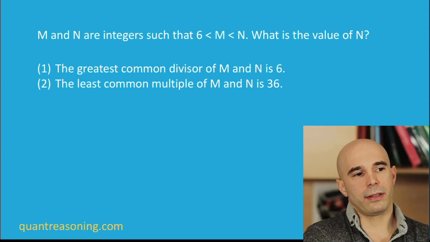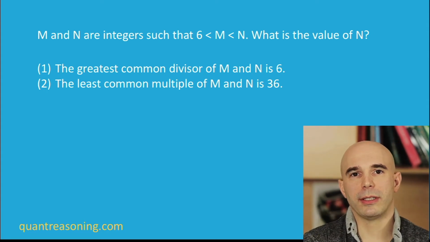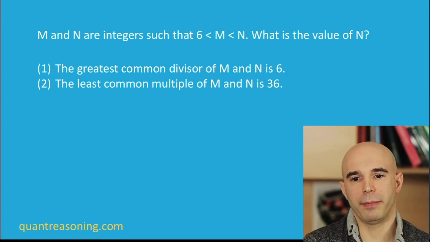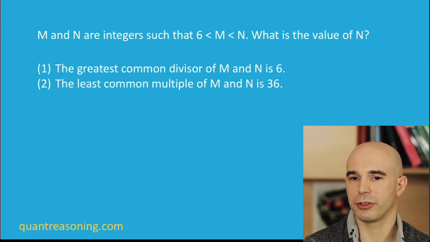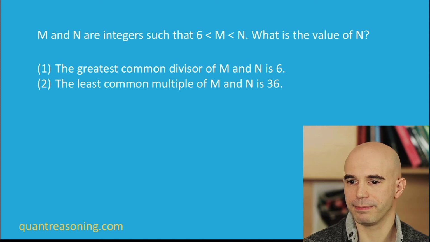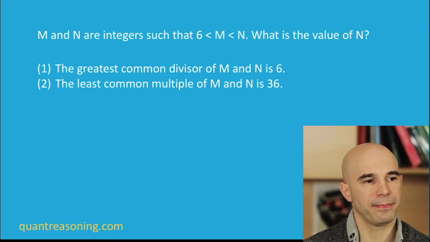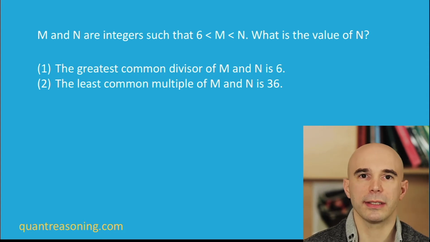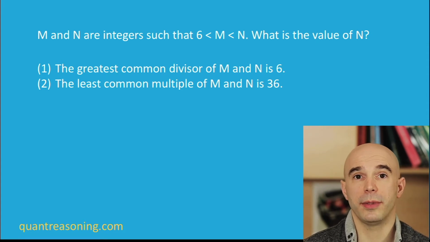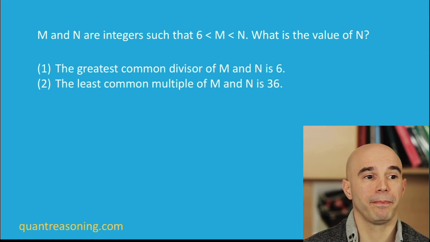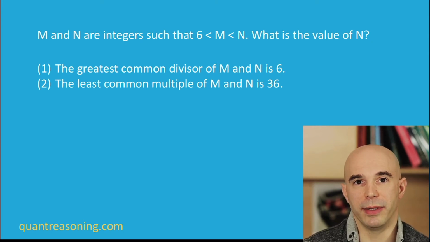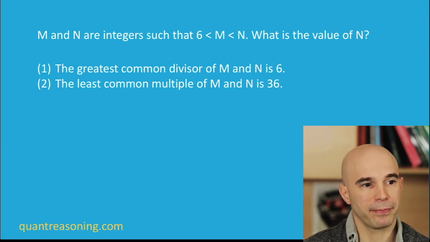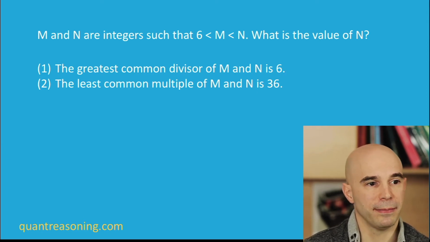I wonder if we can evaluate each statement on its own without pen and paper. Anyone want to try that challenge? Let's start with statement 1. I'll just note that m and n are both integers. They're greater than 6. We know the relative order of m and n, right? N is the bigger of the two. We want to know how big that number is, the bigger of the two. And statement 1 tells us that their greatest common divisor is 6.